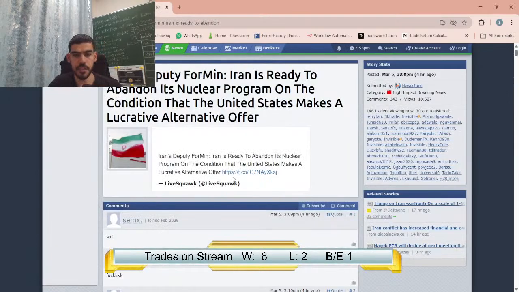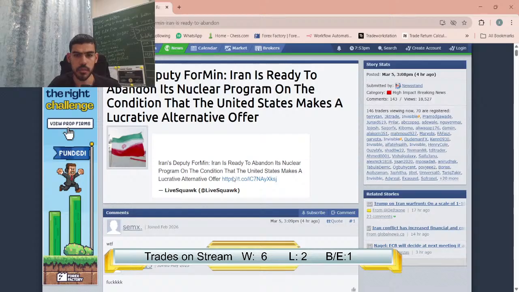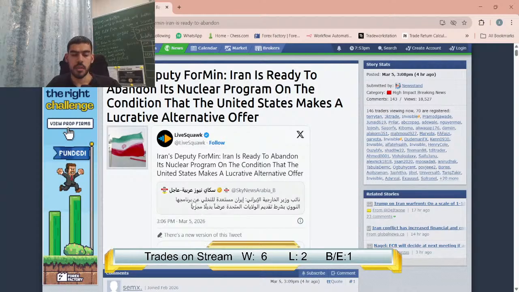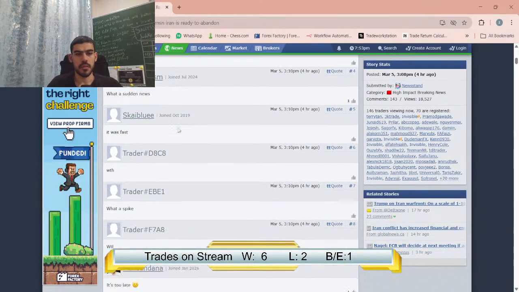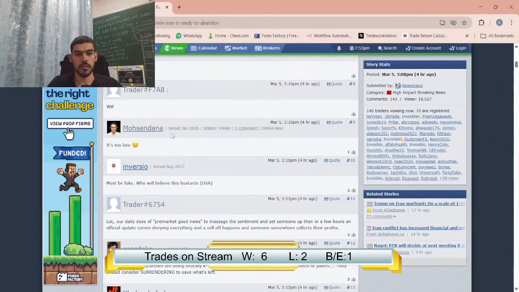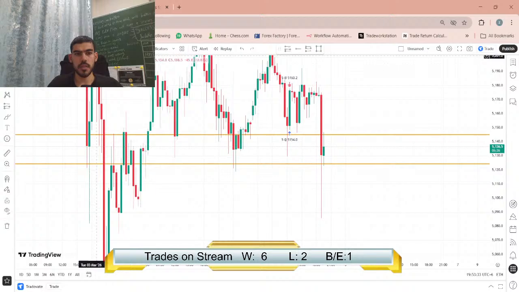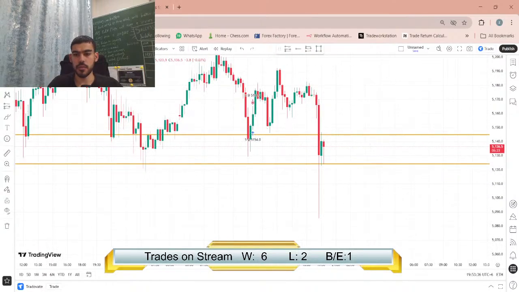So what's happening in Iran now? Iran is ready to abandon its nuclear program on the condition that the United States makes a lucrative alternative offer. All right. Wow. So they say that Iran is ready to make a deal with the US, which is actually pretty bad for, I mean, it will push gold bearish, but it's good for the war situation and overall condition is very good.